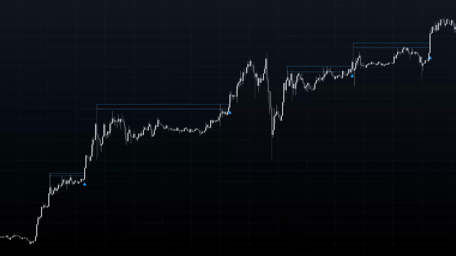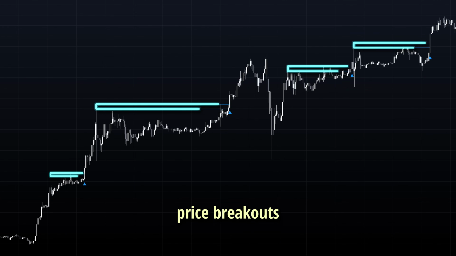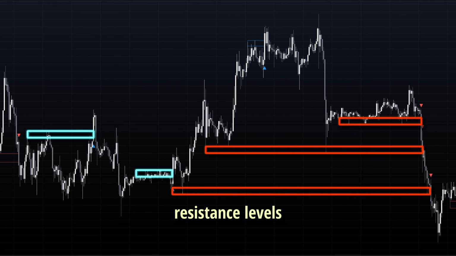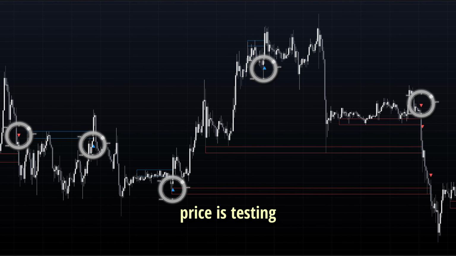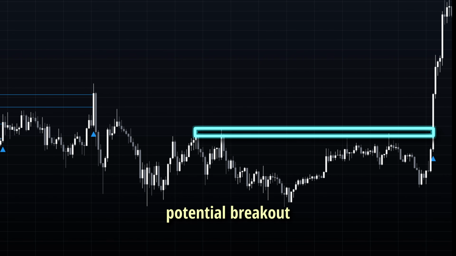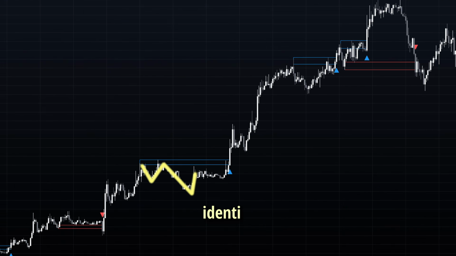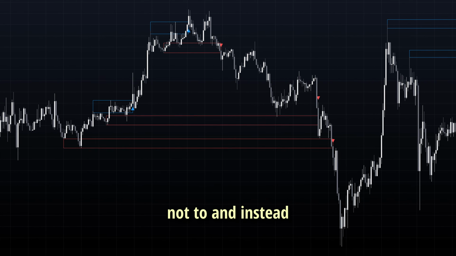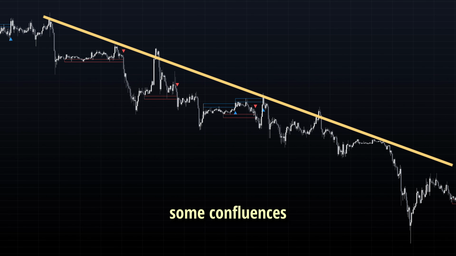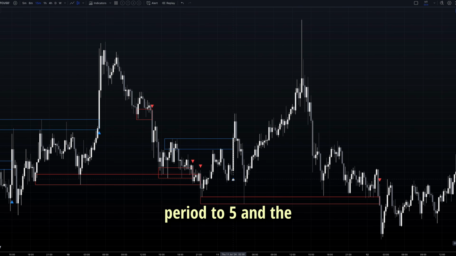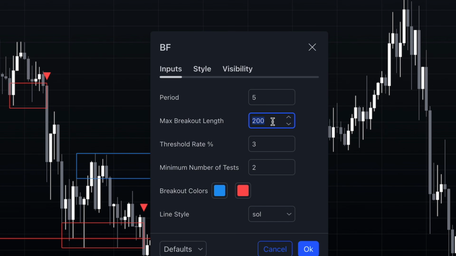A breakout finder indicator is designed to identify potential price breakouts. It identifies key pivot points in the market, draws support and resistance levels automatically, and alerts you when price is testing these levels. This indicator adapts to market conditions, showing potential breakout zones in ranging markets and helping identify continuation patterns in trending markets. It can be used on its own, but I'd strongly suggest not to, and instead combine it with some confluences. Otherwise, you'll definitely get some false signals. Let's change its period to 5 and the breakout length to 100.